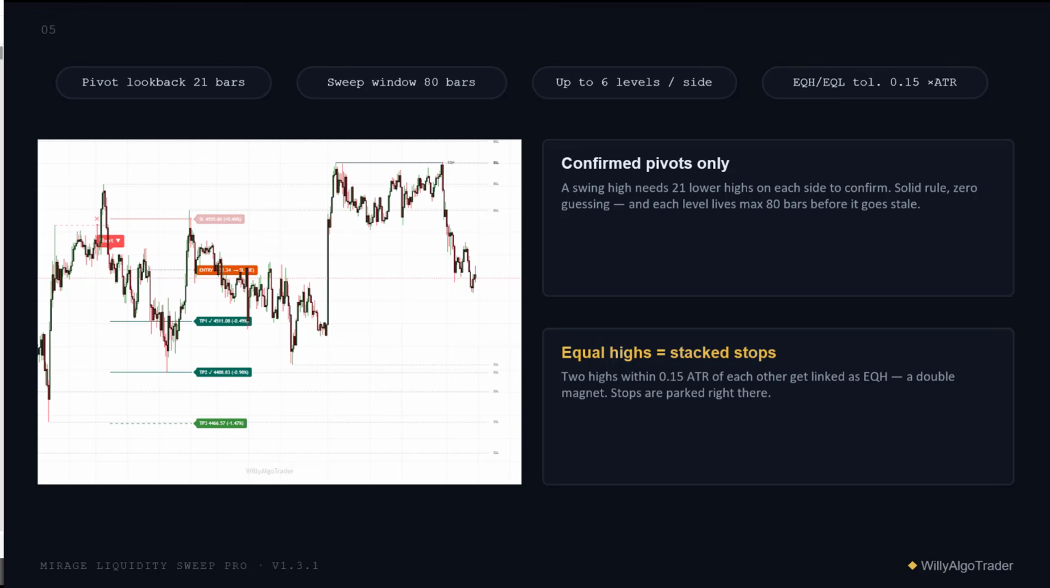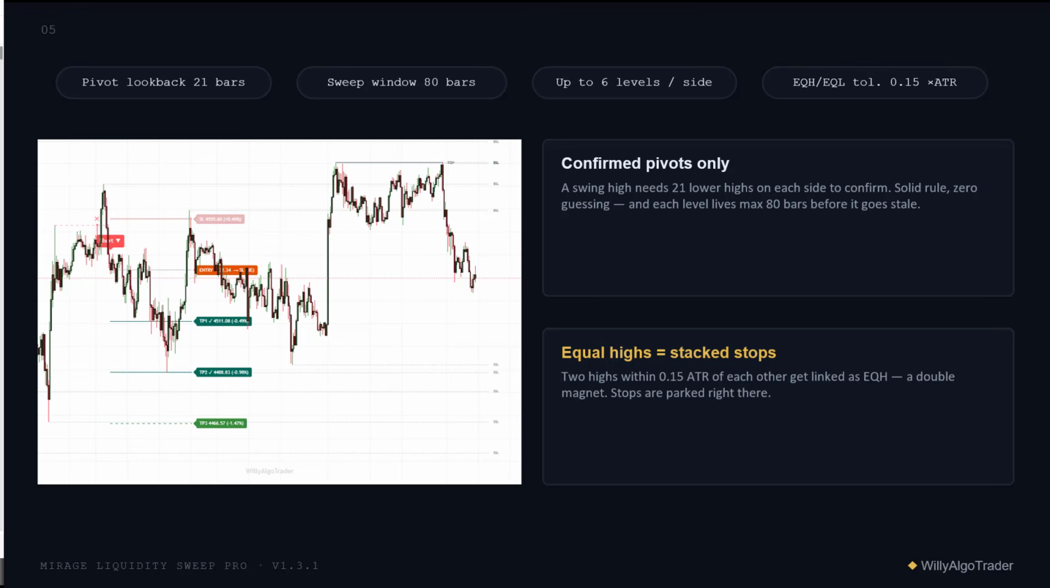First, the swing engine. Mirage tracks confirmed pivot highs and lows. Default look back 21 bars, real turning points, not every little wiggle. Every unswept high gets drawn as buy-side liquidity, every unswept low as sell-side. And the second a level gets swept, it disappears from the map. So what's on your chart is always live, untapped liquidity.